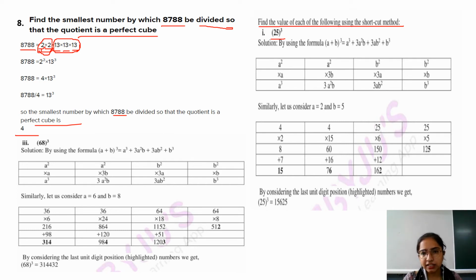So what's the identity? A plus B whole cube, right? You must know the identity first of all. That is, the identity of A plus B whole cube is A cube plus 3A square B plus 3AB square plus B cube. Clear? So this is the identity: A cube, 3A square B, 3AB square, B cube. This you have to learn.